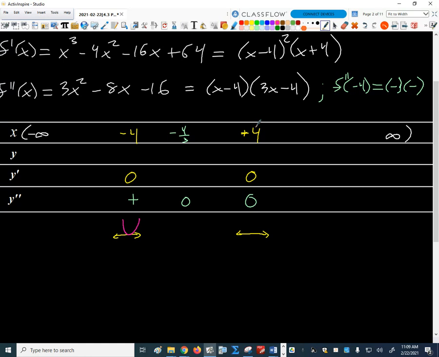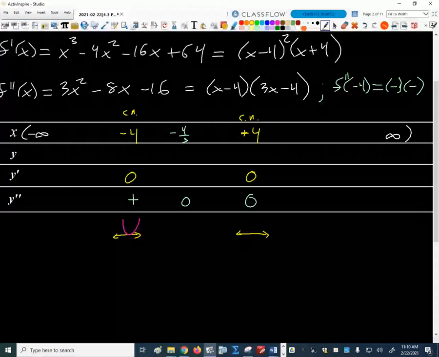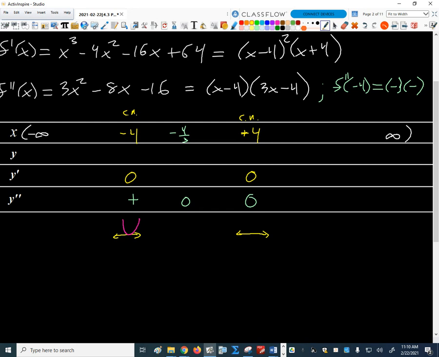Now, what about this other one here, though? Look what happens. For the critical number +4, we can't apply the second derivative test because we don't have a sign of the second derivative. It's 0. So what do we do in that case? What are our options here? What do you think? What are the options?